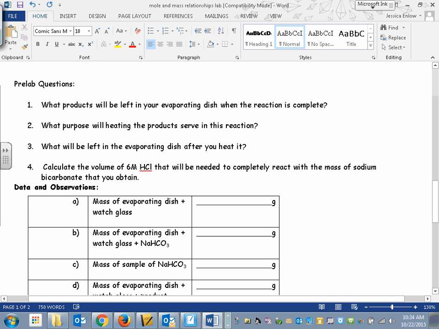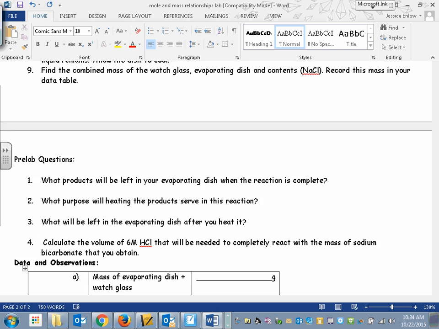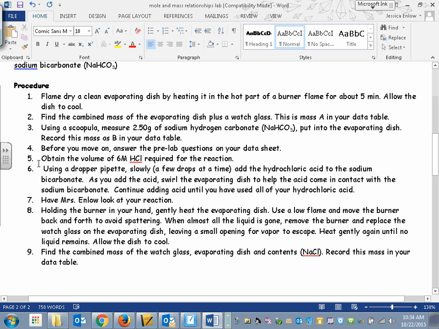Here's what the pre-lab questions look like. What products will be left in your evaporation dish, blah, blah, blah. Number 4 is specifically what I'm going to look at. Calculate the volume of 6 molar hydrochloric acid that will need to react completely with the mass of sodium bicarbonate that you obtained. How much sodium bicarbonate did you obtain? 2.5. Okay? So that's what I need to see first.